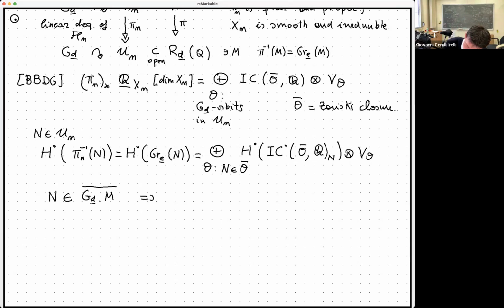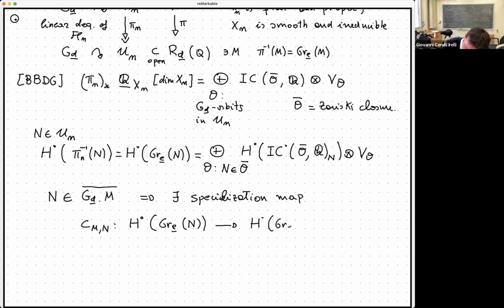Then there is a specialization map, let's call it c_{M,N}, between the cohomology of the Grassmannian of the most degenerate point n into the cohomology of the Grassmannian over the more generic point m. And there is this result of myself together with Fang, Fourier, and Esposito from last year, saying that c_{M,N} is surjective.